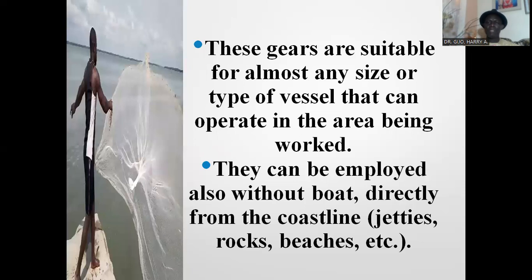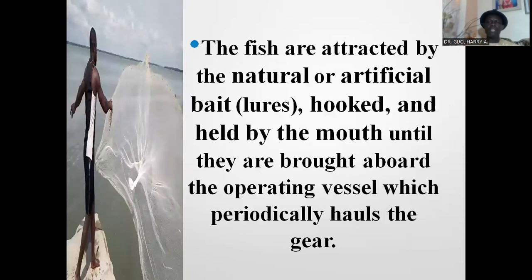These gears are suitable for almost any size or type of vessel that can operate in the area being worked. They can also be employed without a boat, directly from the coastline, to catch fish in a particular water body. It can be on jetties, on rocks, on beaches, and so on. The fish are attracted by the natural or artificial bait or lures, hooked and held by the mouth until they are brought aboard the operating vessel, which periodically hauls the gear.